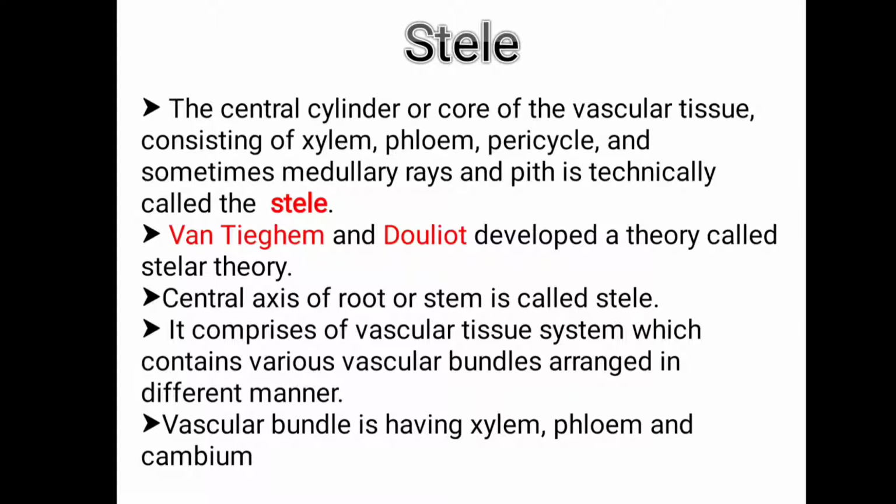So we discuss the different parts. First of all, the central cylinder or core of the vascular tissue. In this stele, the main portion is the vascular tissue. The vascular tissue consists of the xylem, which is the conductor of water, and then the phloem, which conducts minerals and other organic substances.